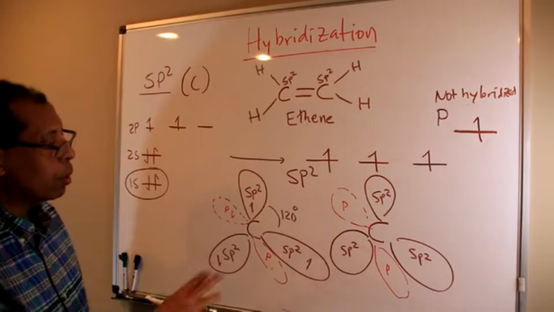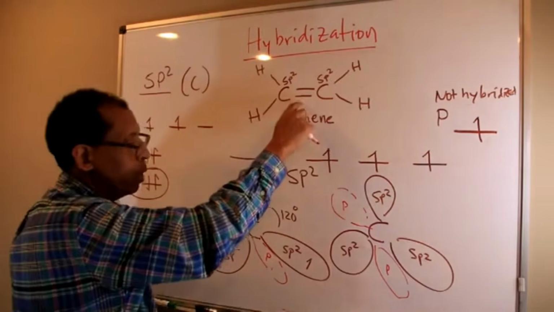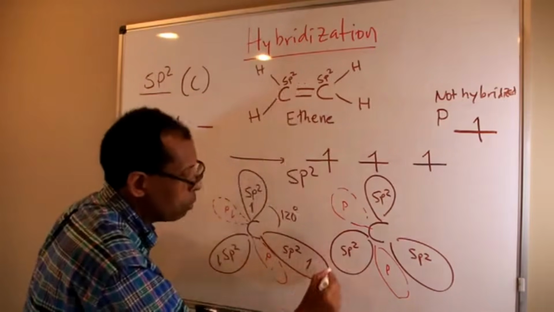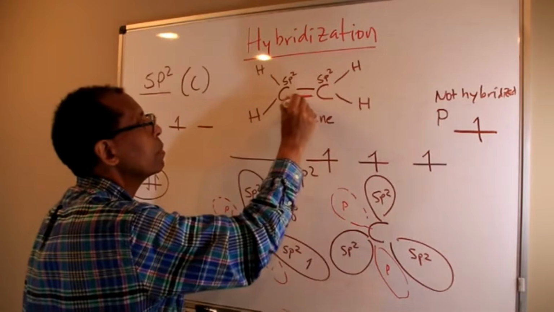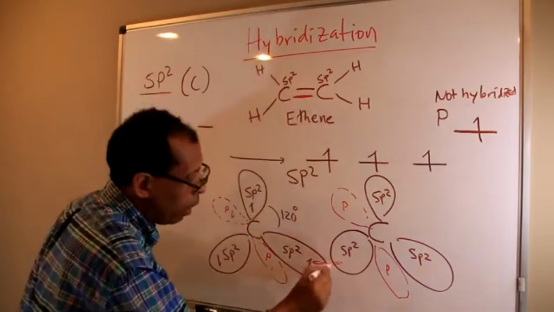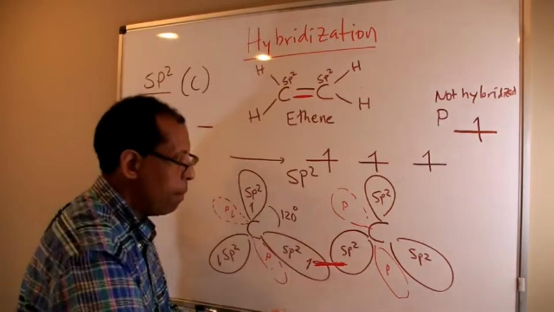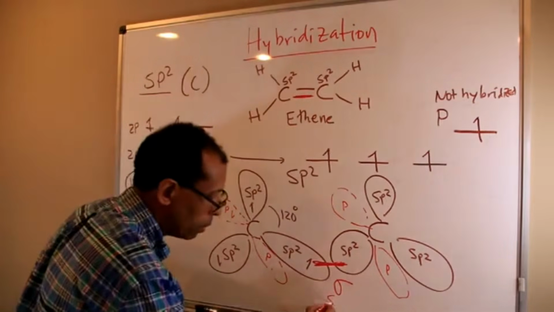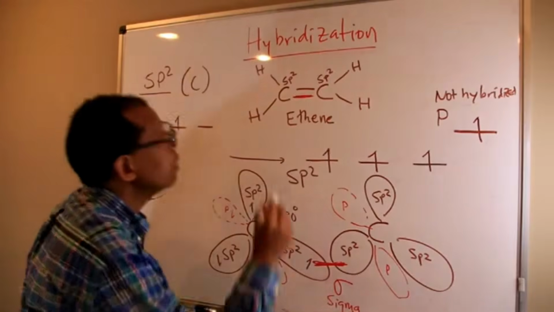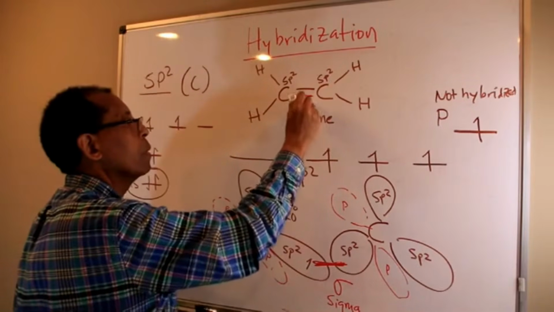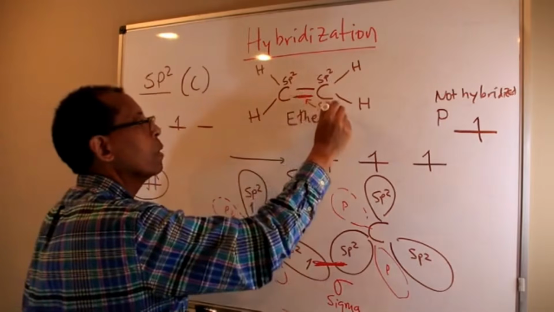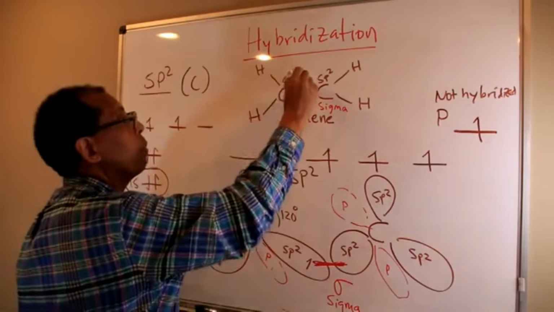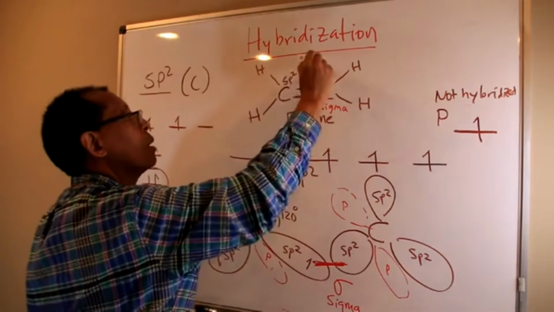Therefore now, if you just look at this, this actually is made by the overlap of this sp2, sp2. So this sigma bond is the overlap of this. So they come, make the bond. This is a sigma bond. This is the sigma bond right here. And the other one, we call this a pi bond. This bond is a pi bond.